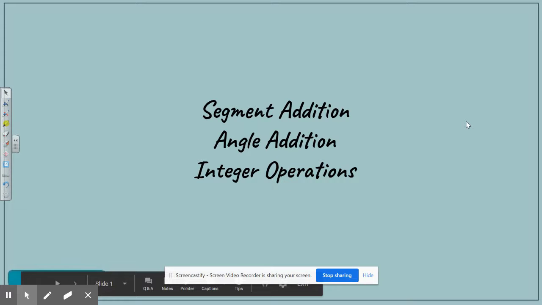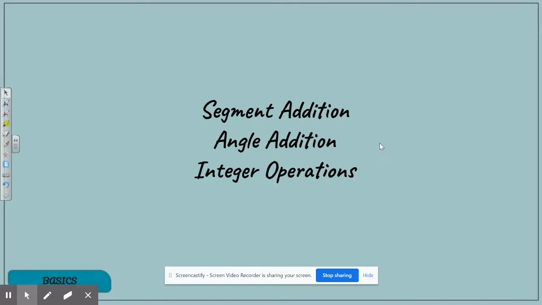Hi, we're going to talk about segment addition, angle addition, and integer operations today. So here we go.